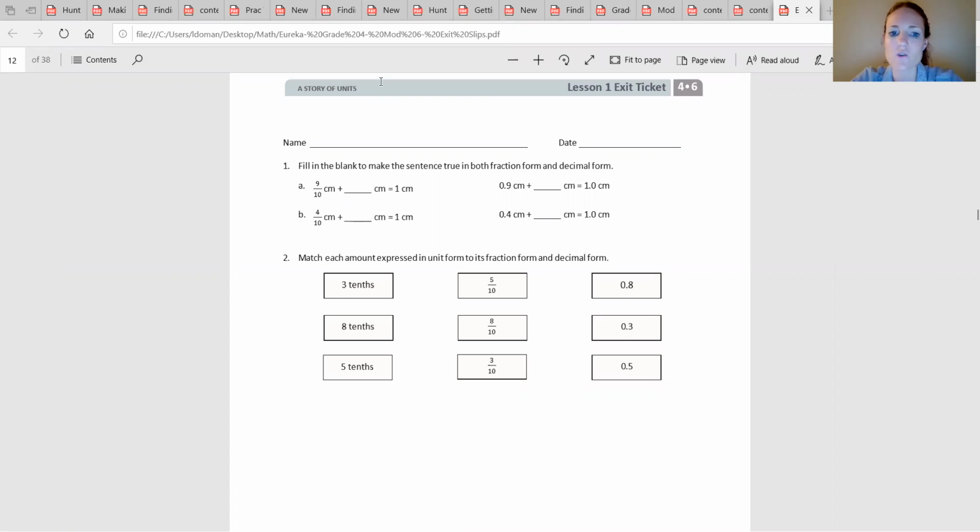So this week is going to be a review week for what we've learned so far in Module 6. Today, I'm going to help guide you through exit tickets, specifically lessons 1 through 4. It's going to help prepare you, because tomorrow you are going to take the first half of the mid-mod.